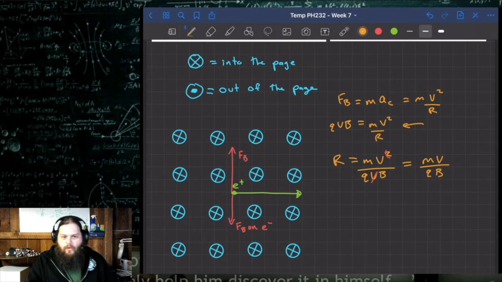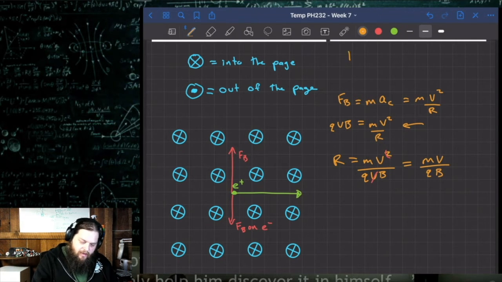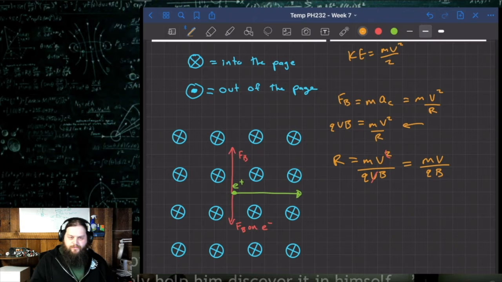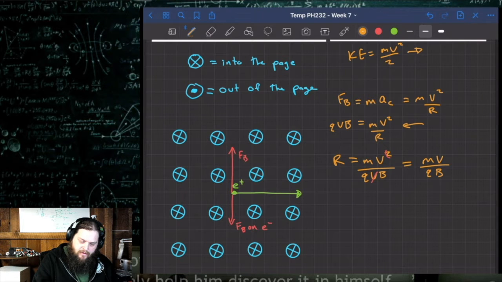And if we were to plug in the idea of kinetic energy into that, remember kinetic energy, KE, is equal to MV squared over 2. We can solve for velocity in this case. Solving for velocity, we have the square root of 2KE over M is equal to our velocity.